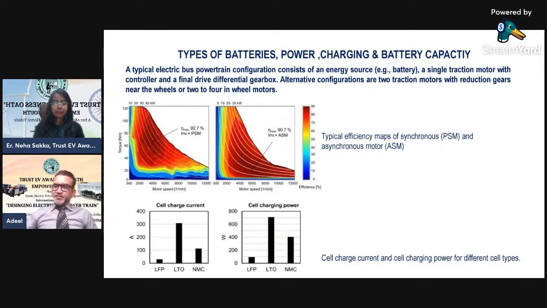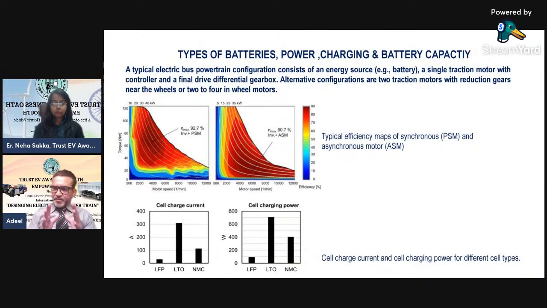I can see one of the questions was what kind of charging station is required for electric buses. Now you see that an electric bus is treated like an electric car. You need an AC charger, you need a DC charger.